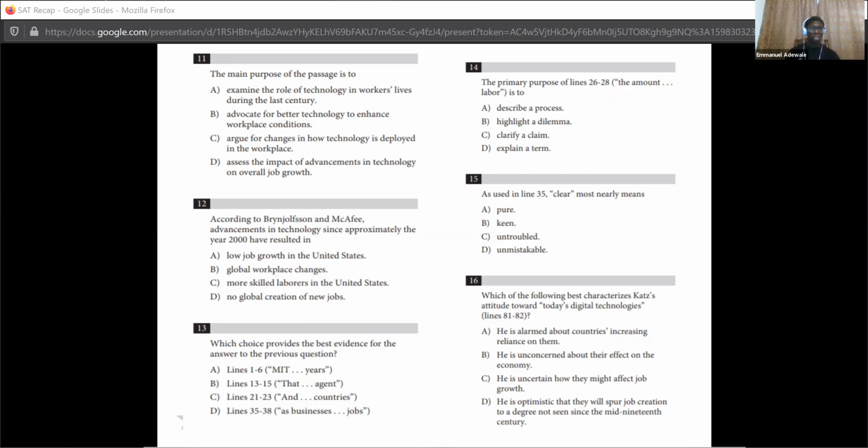For question number 13, which choice provides the best evidence for the answer to the previous question? So I did sort of give the quote, but if anybody is able to find where those lines are, please feel free to give that answer as well.